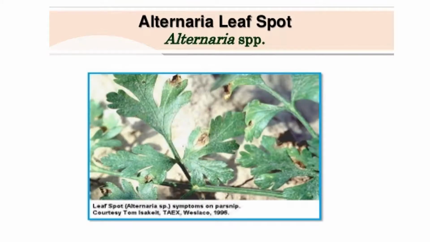The last disease of chrysanthemum we have is Alternaria leaf spot caused by Alternaria species. The symptoms of this disease include the following: dark brown spots surrounded by yellow halo on the lower and upper surface of the leaves, which later lead to blighting of the entire leaf, and finally the defoliation.